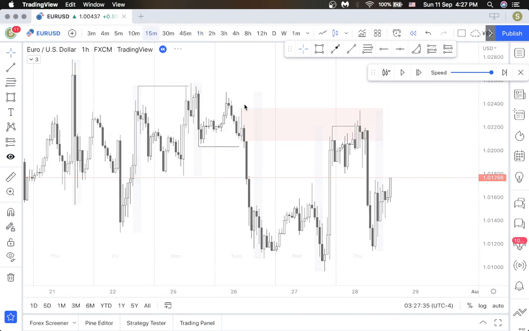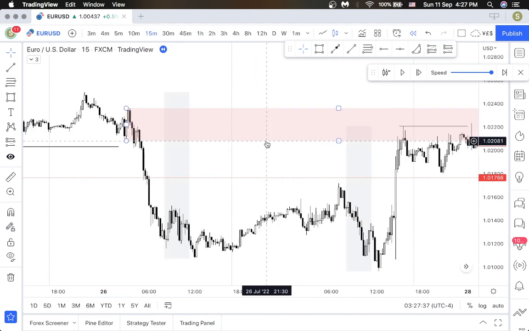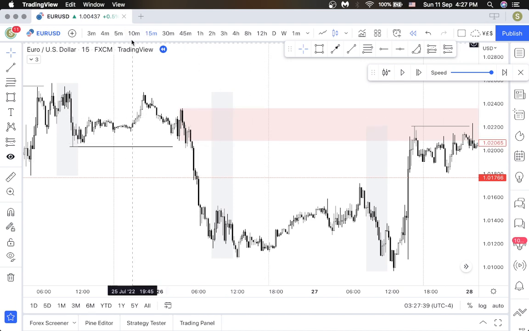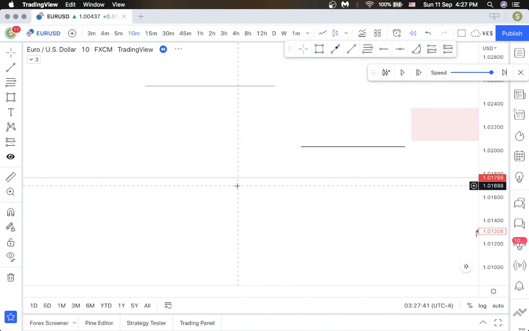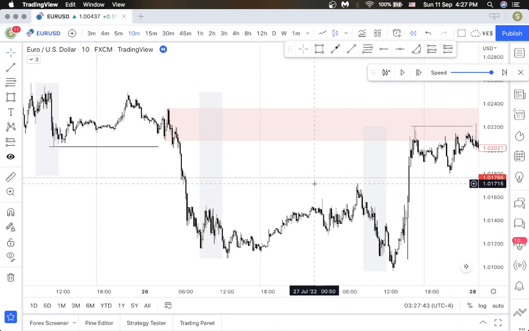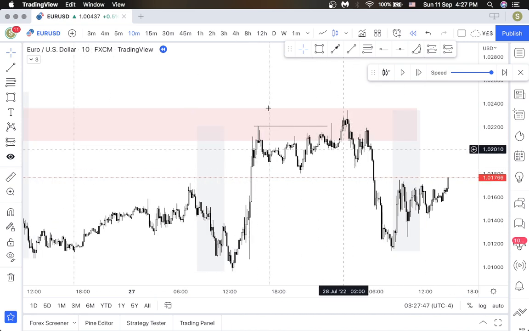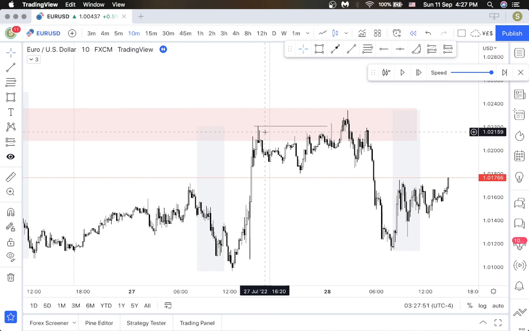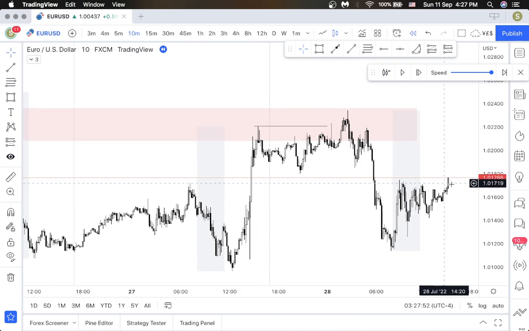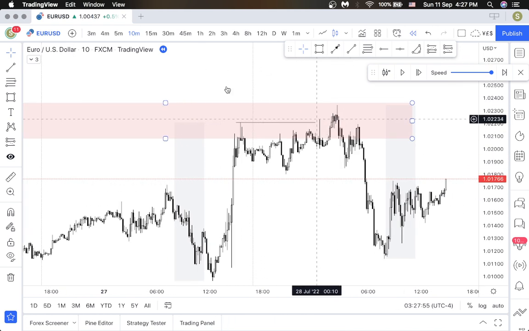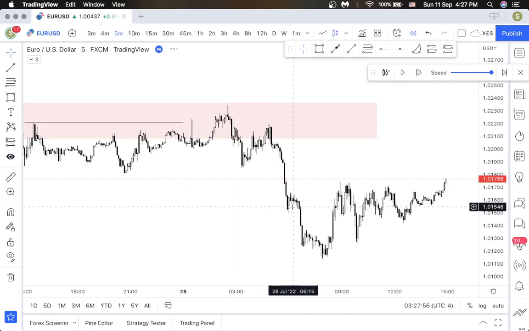So there might be a better refinement even for here. Let's see the 10-minute. Although I personally don't like to refine lower than 15-minute time frame. I don't want to go lower than that. But this is now the liquidity that got taken out into the order block. So sometimes the inducement happens inside the order block, which is why for the setup you don't necessarily have to have it there. But let's see if we can get an entry.